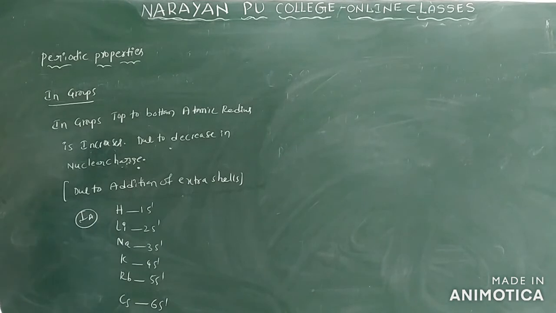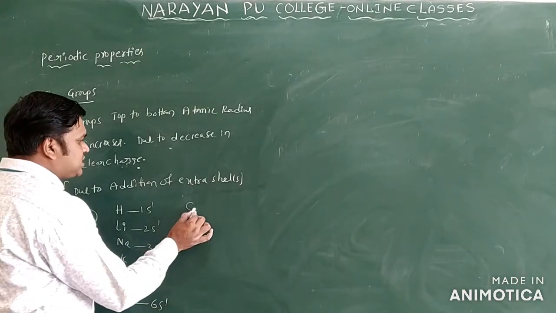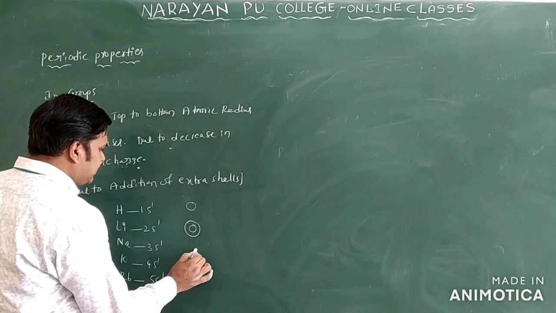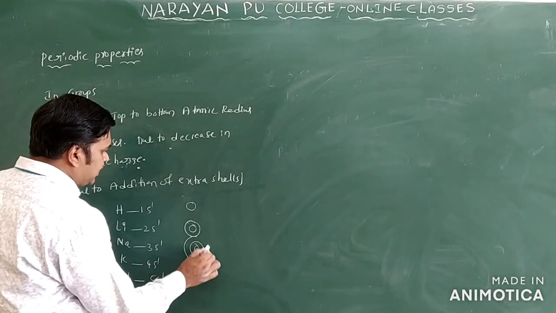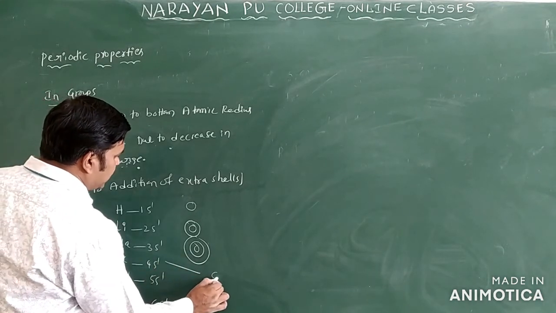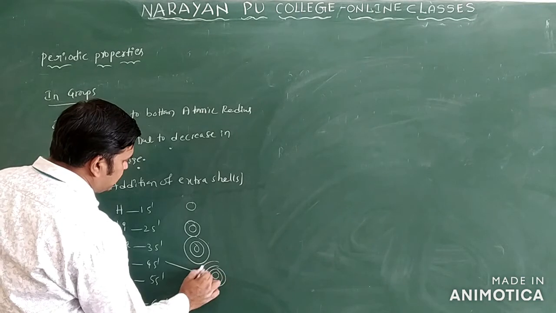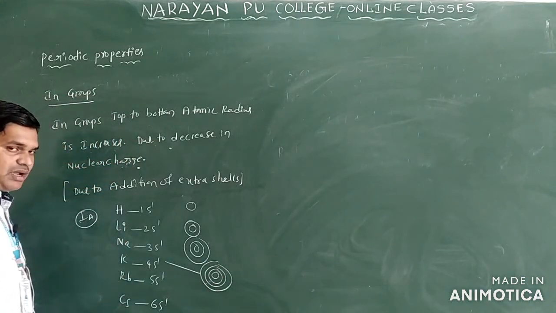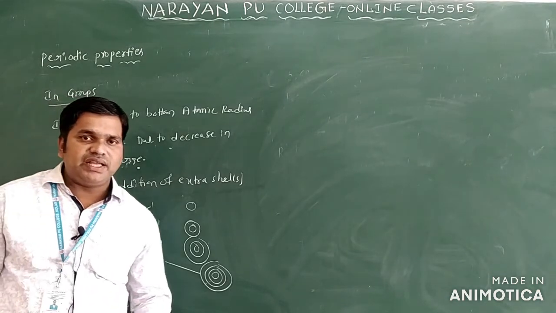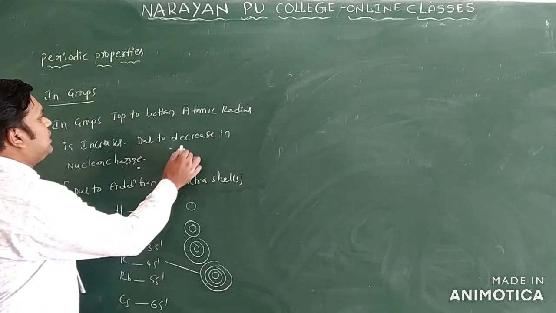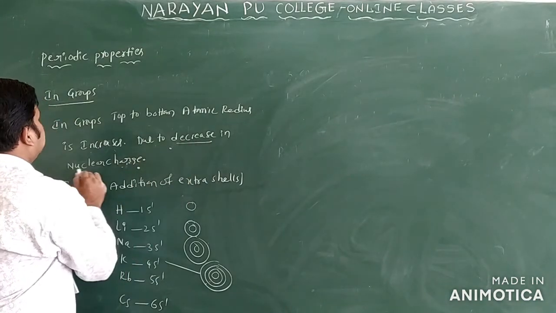Now we can see from hydrogen to cesium. Hydrogen has one shell, but lithium has a second shell. Sodium has 1, 2, 3 shells. Potassium has 4 shells, 1, 2, 3, 4, like this. Come to cesium, what happened? The addition of extra shells takes place. Whenever the distance increases, what happens here? Nuclear charge decreases only.